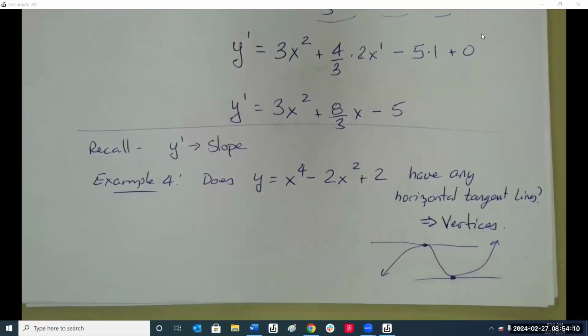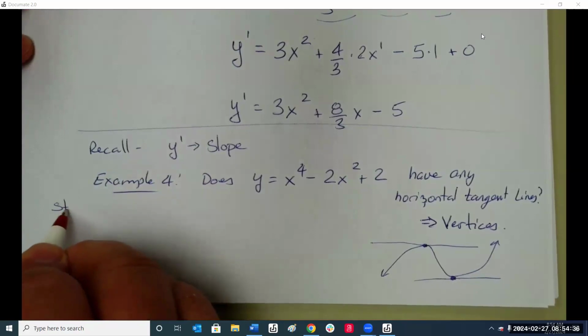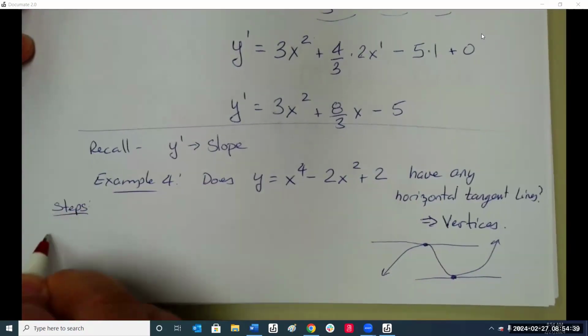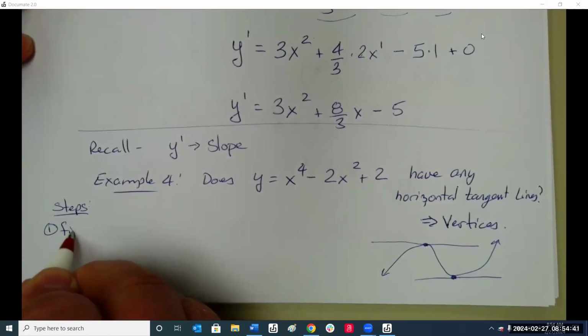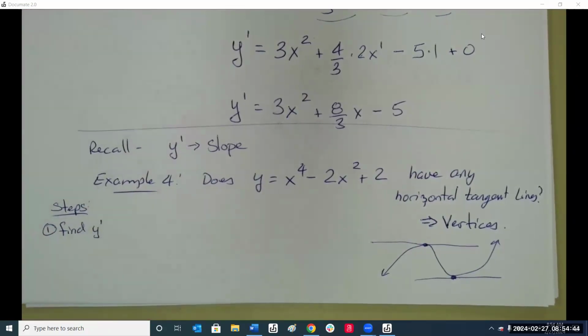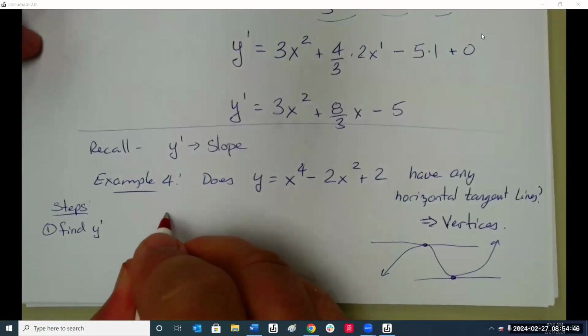So how do we find this? How do we answer this question? Does this function have any horizontal tangent lines? What's the first thing we have to do? I'll put the steps here. It's not that many. First step, find the derivative. Okay, so what's the derivative?